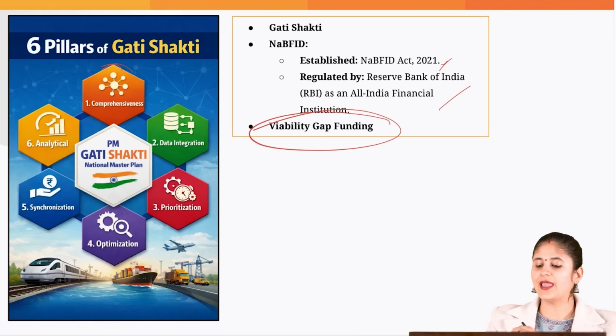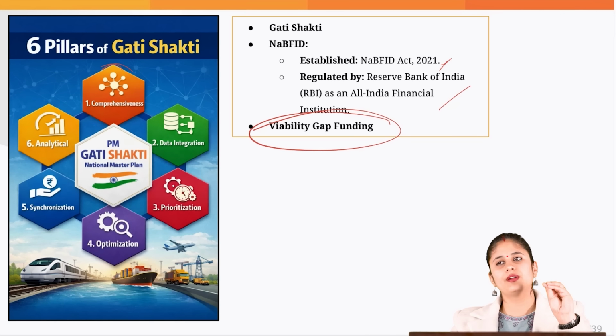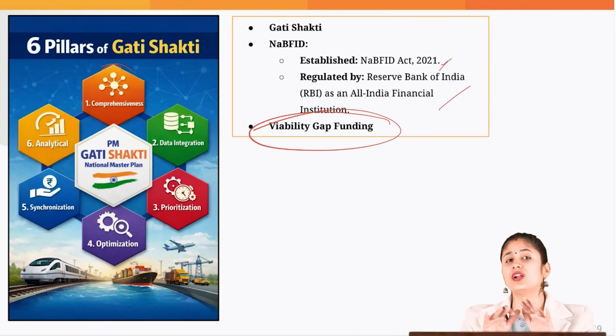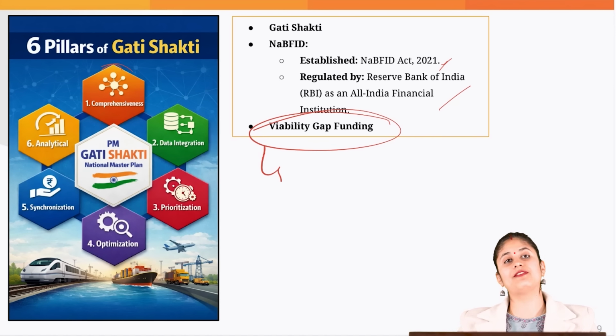Then we have the viability gap funding. What is viability gap funding? We use this wherever we think that this infrastructure project is not economically viable, but it is important from the perspective of inclusive growth. Okay, an example could be the viability gap funding provided by the government under the UDAN scheme.